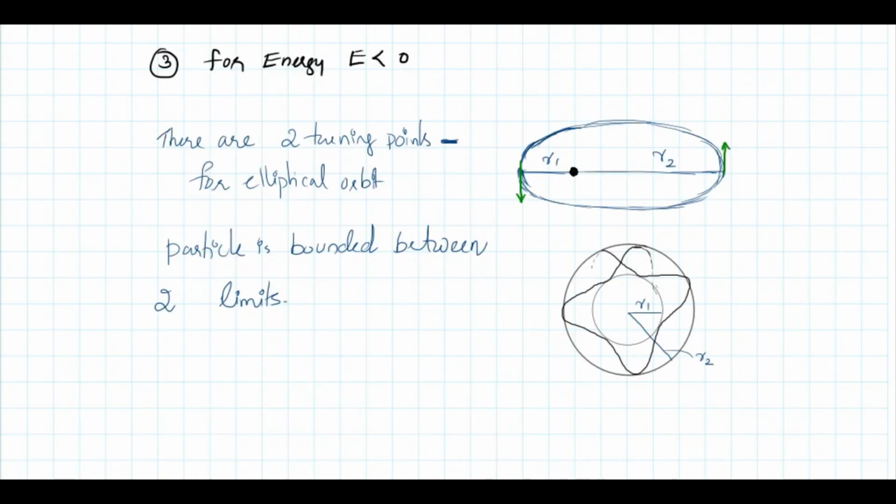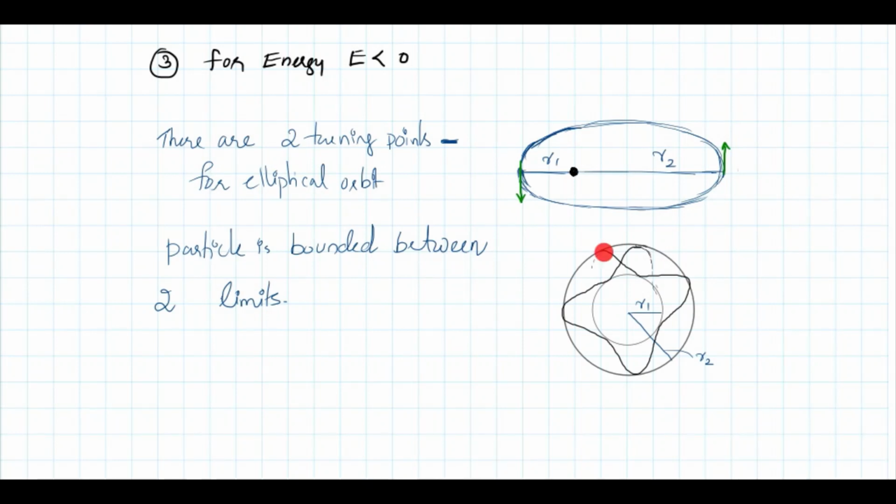So for the trajectory, one possibility is an ellipse like this. This is the minimum distance R1 and this is the maximum distance R2. All the other distances are between these two values. But this is not the only possibility. We can consider a case like this. You can consider two circles, one with radius R1, the other with radius R2, and the particle motion is bounded between these two radii.